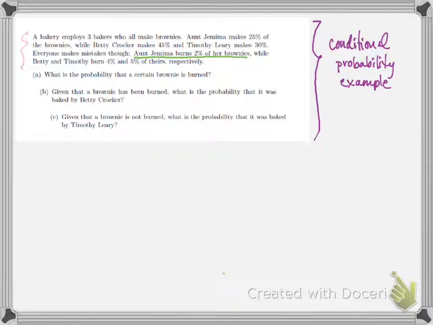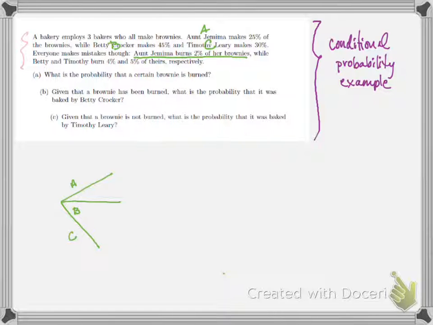Okay, so our first line of the tree, or the first branches of the tree, correspond to the probabilities we know, and that is who makes the brownies. So we have Aunt Jemima, so we're going to let that be event A. We have Betty Crocker, that's going to be event B, and then we have Timothy Leary, which we're going to call event C. Okay, so there's A, there's B, and there's C.